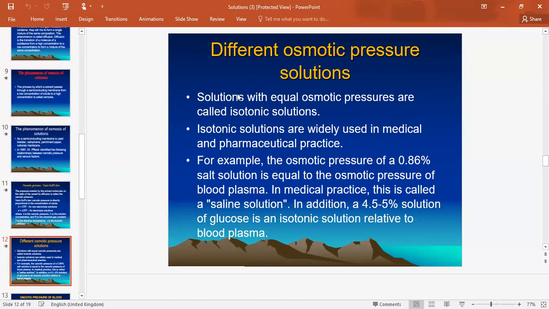Different osmotic pressure solutions. Solutions with equal osmotic pressures are called isotonic solutions. Isotonic solutions are widely used in medical and pharmaceutical practice. For example, the osmotic pressure of a 0.86% salt solution is equal to the osmotic pressure of blood plasma. In medical practice, this is called a saline solution. In addition, a 4.5 to 5% glucose solution is isotonic relative to blood plasma.